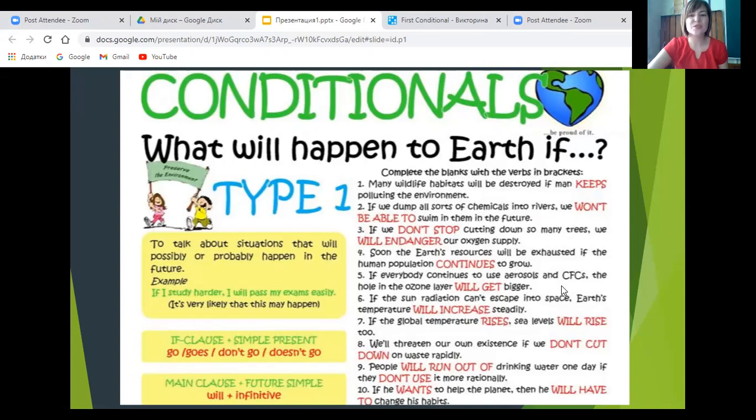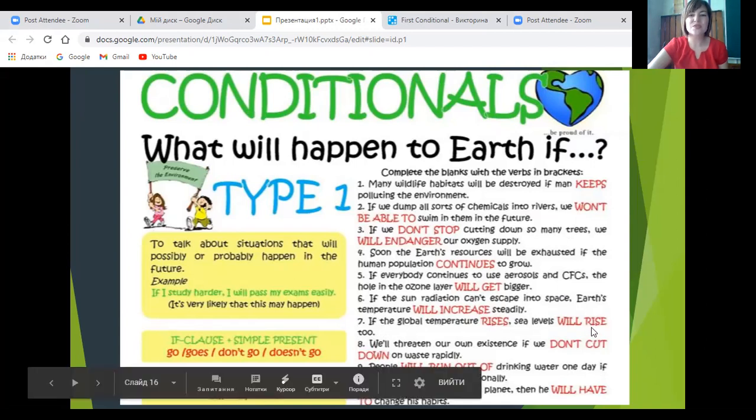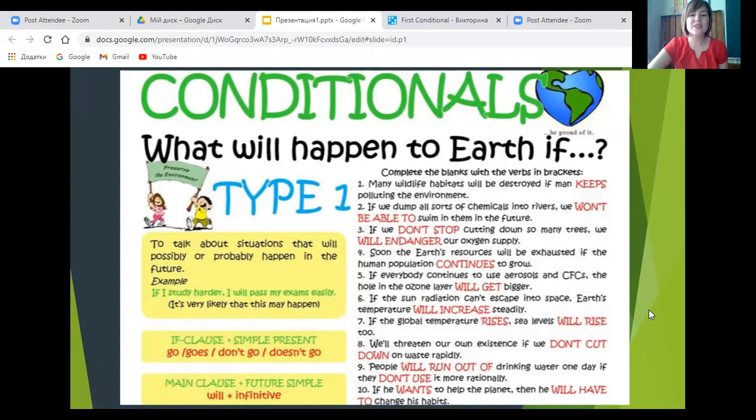Soon the Earth's resources will be exhausted if the human population continues to grow. If everybody continues to use aerosols and CFCs, the hole in the ozone layer will get bigger. If the sun radiation can't escape into space, Earth's temperature will increase steadily. If the global temperature rises, sea level will rise too. We'll threaten our own existence if we don't cut down on waste rapidly.